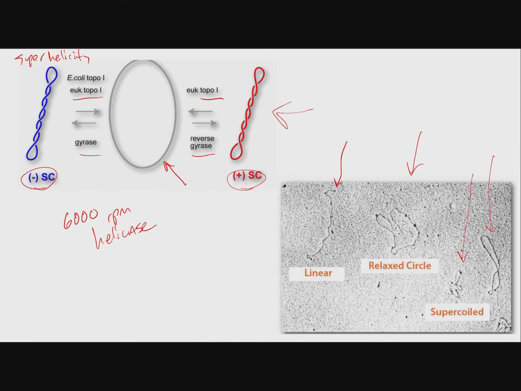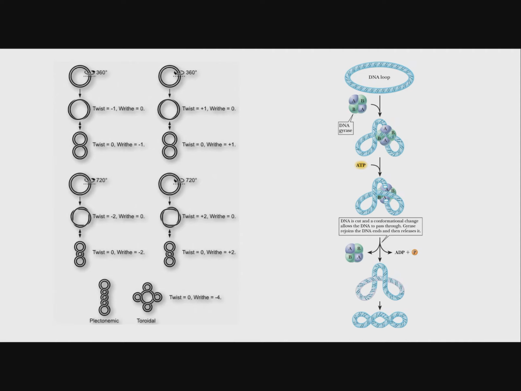Supercoiling can also relieve tension during the unwinding of the DNA helix during replication. We'll talk a little bit about how that happens in a second, and then again, enzymes called topoisomerases can do the job. So I want to talk a little bit about the topoisomerases.